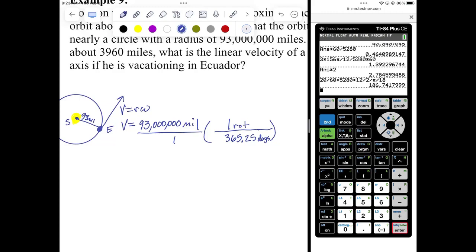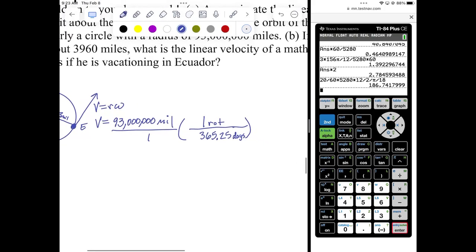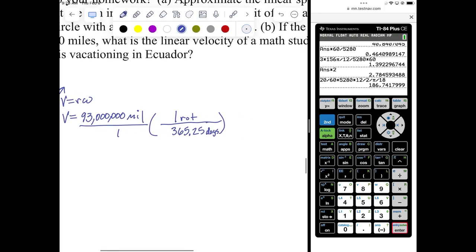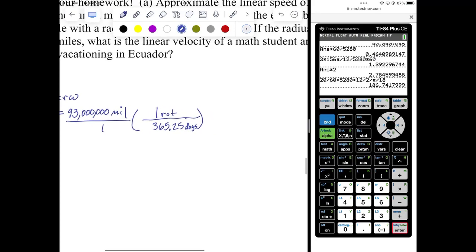93 million miles, and that's going to give us what units if we were to just multiply that out? Miles rotation per day. Is that what we want? No, there's two things we need to do. First of all, let's focus on rotations. I don't want rotations in there. I want to measure rotations in a unitless measure called a what? Radians. So rotations need to go.